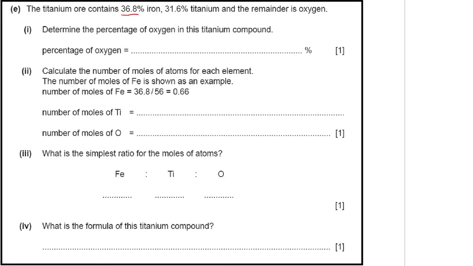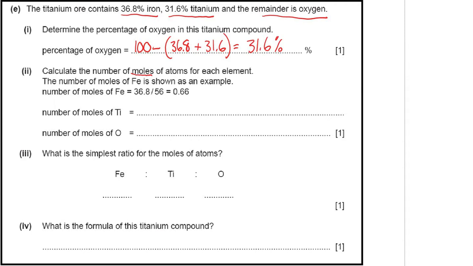It's given us the percentage of iron, percentage of titanium, and then we've got to work out the remainder, which is oxygen. So the remainder is 100, because it's 100%, minus what we have for iron, 36.8, plus that much titanium. So what's left over, pop that in your calculator and you should get 31.6% is oxygen. So that's a nice easy one to ease you into the questions, and then we now move into moles.